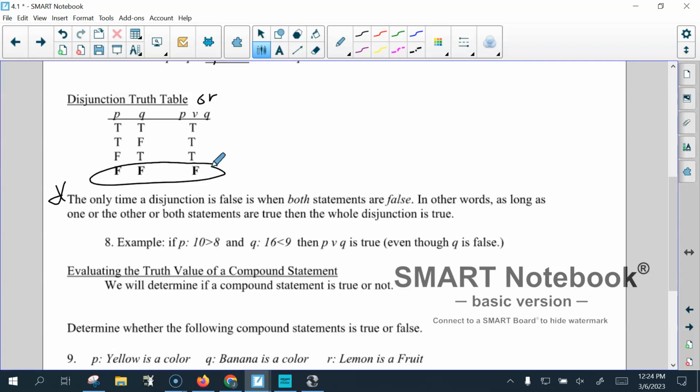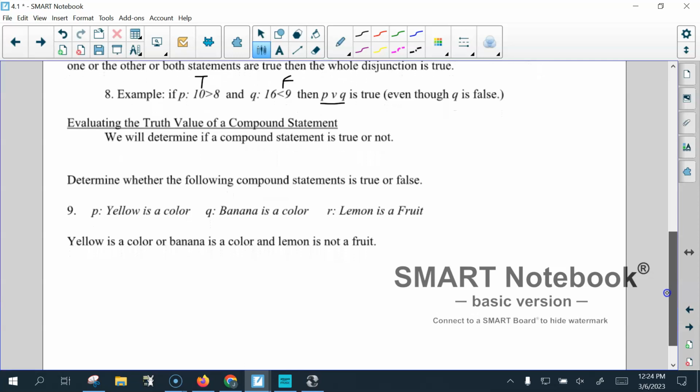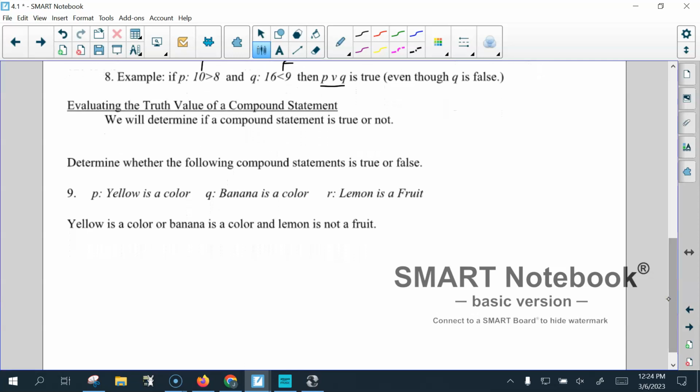All right? So for example, if P is 10 is greater than 8 and Q is 16 is less than 9, well, 10 is greater than 8, that's true. 16 is less than 9, that's false. But if I say or, as long as one of them is true, the whole thing is true. Because I'm just saying or. All right? So, evaluating the truth of a compound statement will determine if a compound statement is true or not.